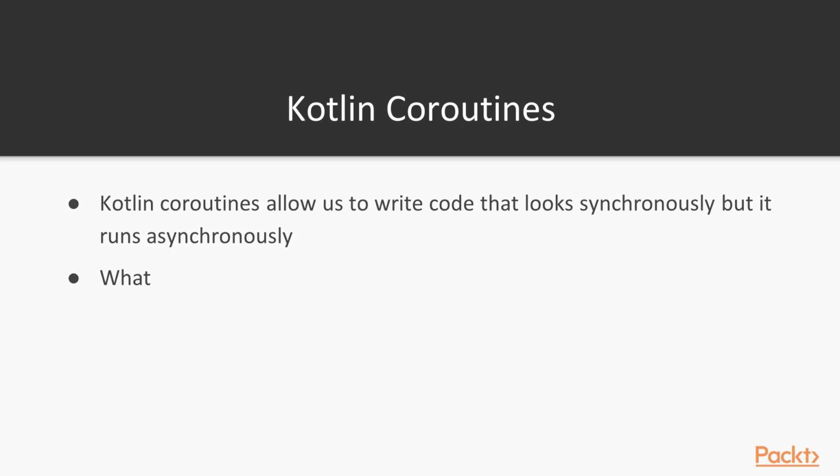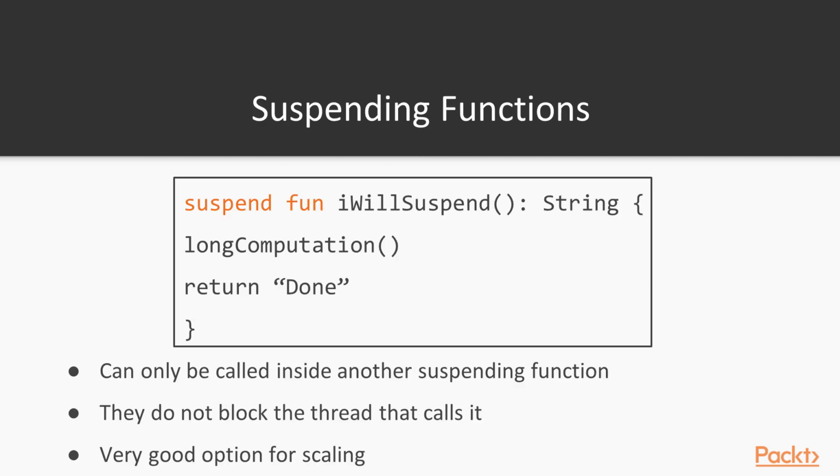How does this magic happen? In Kotlin coroutines, we use what are called suspending functions. For a suspending function, by syntax, we just add the keyword suspend before the keyword fun in the function signature. This makes the function suspending. A suspending function suspends a coroutine and releases the thread of execution. So basically it's the same as asynchronous programming. They don't block the thread that calls them. A very good option for scaling, of course.